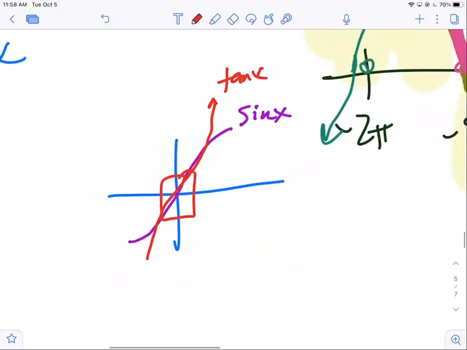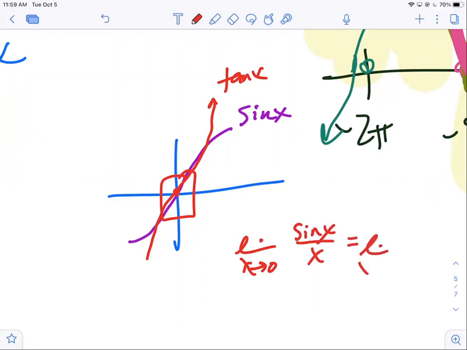But remember, in the neighborhood of 0, if you were to keep zooming in, they would behave the same way. And you know why they behave the same way? Not only do they both pass through the origin, but guess what the slope of both of them is at 0? 1. Tangent launches out at a slope of 1. And you'll learn that later when we learn the derivative of tangent. And sine launches out of the origin at a slope of 1. So they behave the same way near 0. And that's why the limit as x goes to 0 of sine of x over x is going to be the same as the limit as x goes to 0 of tangent of x over x, because we're approaching 0. And just to review, they're both 1.